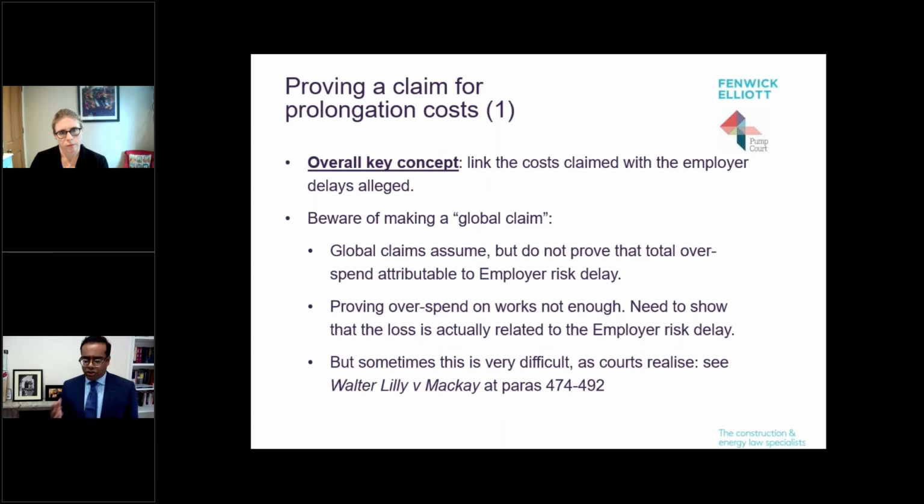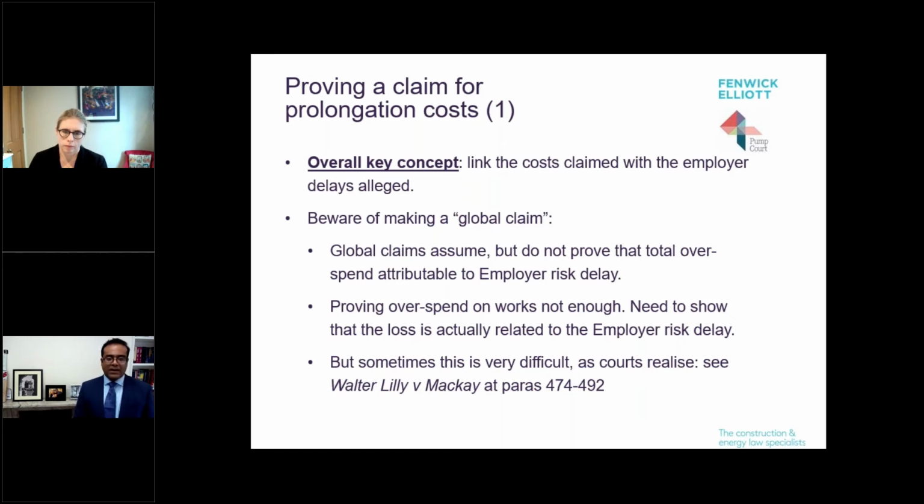Now, I should say that in Walter Lilly v Mackay, Mr Justice Akenhead, as he then was, made it clear that there is no particular bar which blocks global claims from being made, but in my view and experience, and I'm sure Claire's too, making a global claim should be a last resort. What you need to try to do is prove your claim as best you are able by showing that there is an evidential link between the costs that have been incurred and the employer risk delay event.